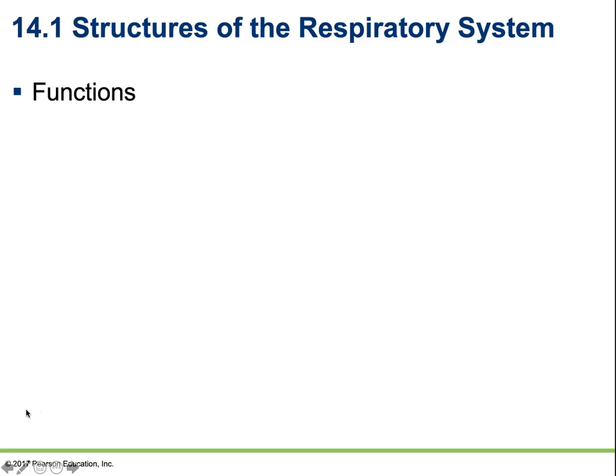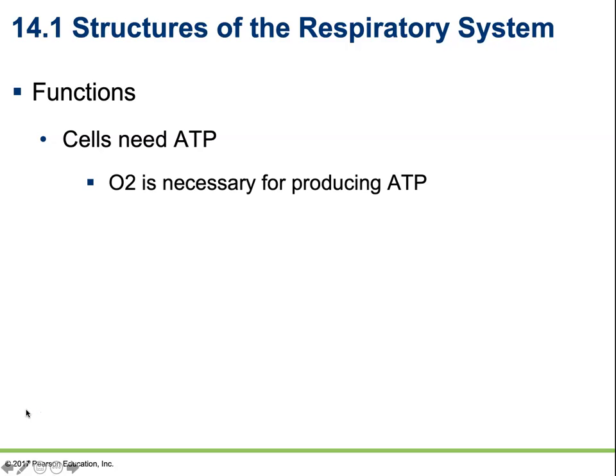What primary function of cells, what primary mechanism do cells perform that requires oxygen? That would be ATP. Ultimately, the goal of the respiratory system is to provide the body with oxygen, so cells have oxygen, and that oxygen is going to be used for ATP production. So the whole goal is to provide the body with essential oxygen, which is needed to extract energy from food.